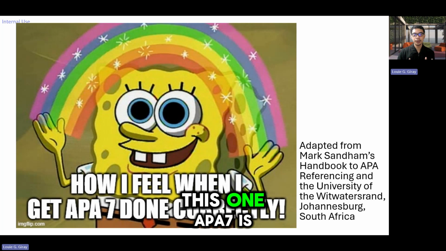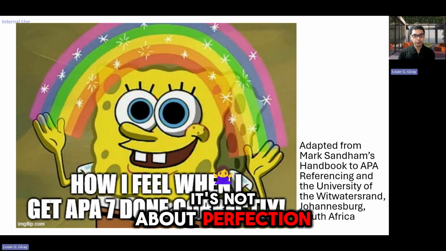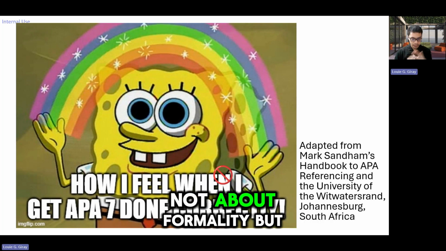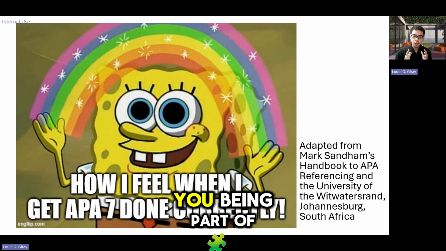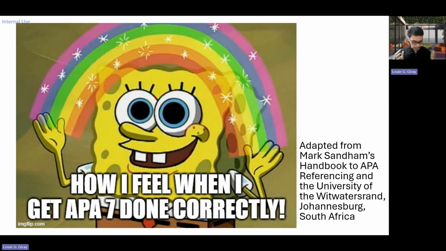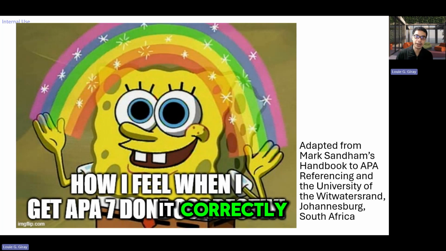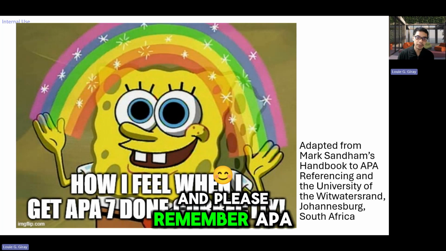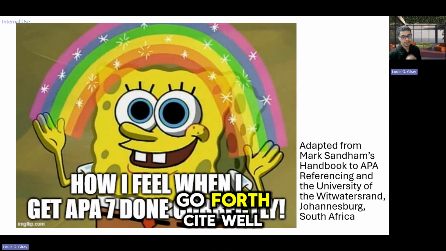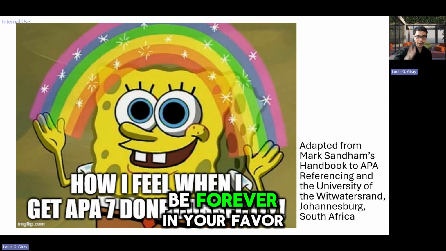Let me just add this one. APA 7 is worth it. It's not about perfection, but it is about responsibility. Not about formality, but about you being part of the academic conversation. Well, you want to get high scores, you want to get an A, do it correctly. And please remember, APA is not the enemy, plagiarism is. Now go forth, cite well, and may the format be forever in your favor.